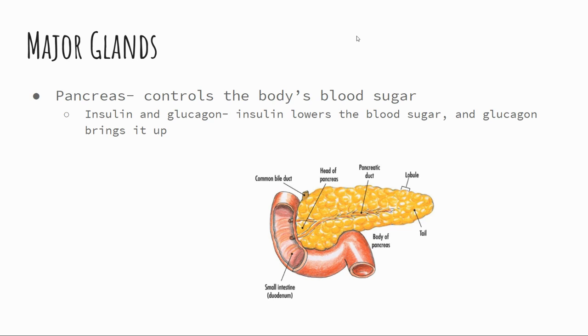And your pancreas is going to control the body's blood sugar levels. So insulin and glucagon. Insulin is going to be produced when the blood sugar needs to be lowered, and glucagon is going to be produced and put into the bloodstream when the blood sugar level needs to be brought up.